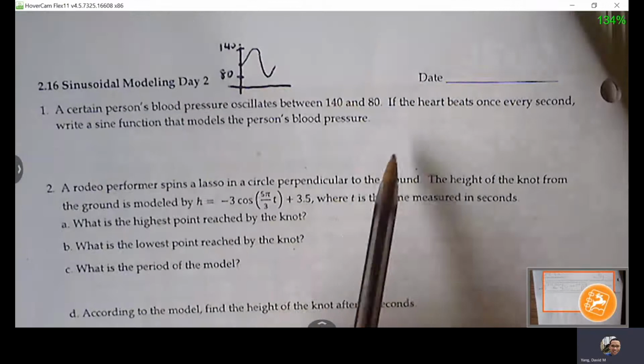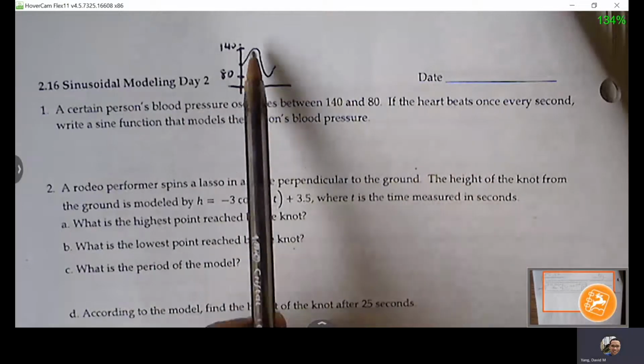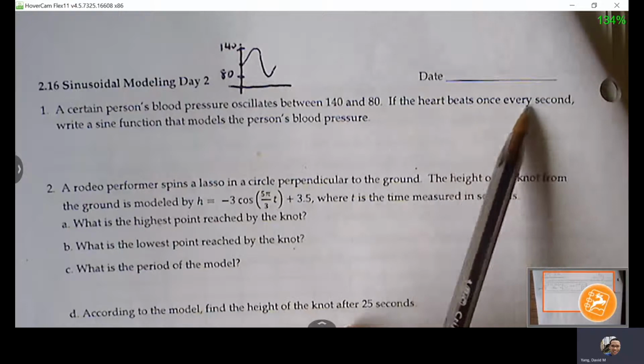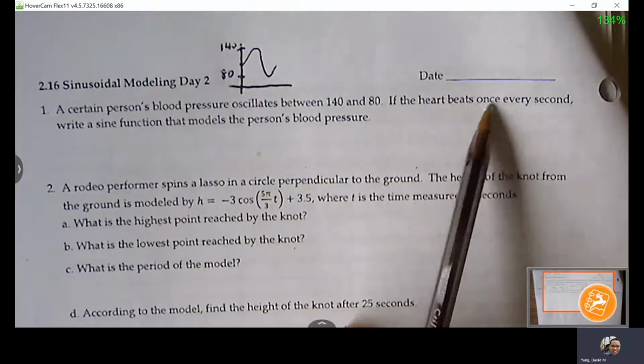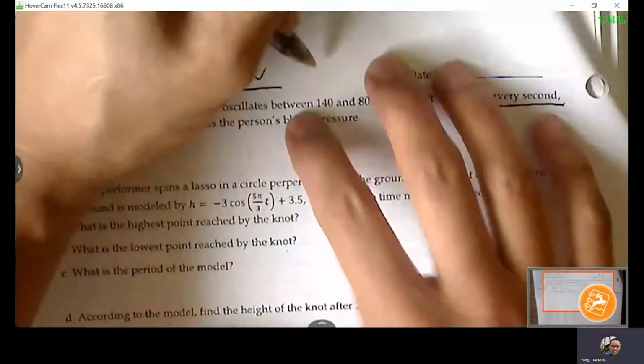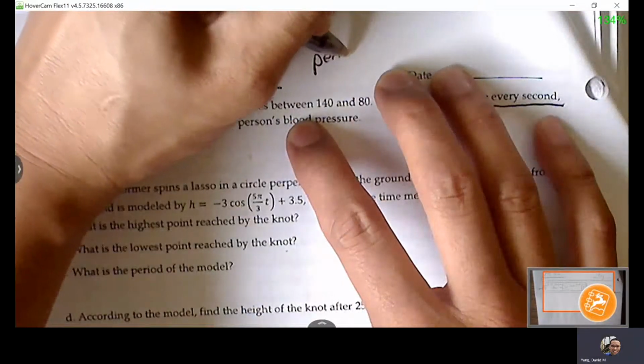So if each time the heart beats, it's able to hit that 140 and 80, it's able to complete its full cycle within that 1 second. So that's basically your period right there. Let's write that down: period equals.